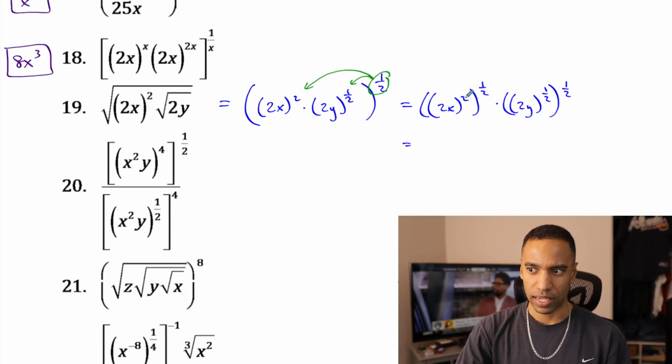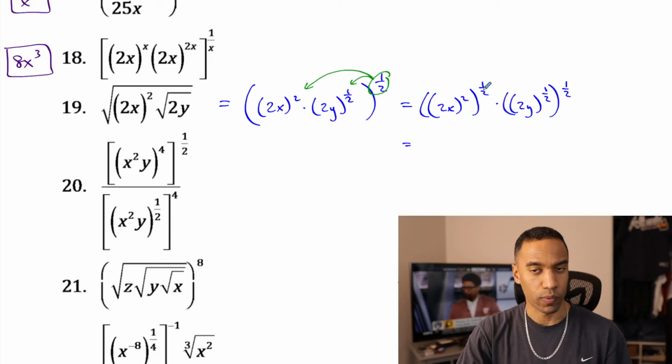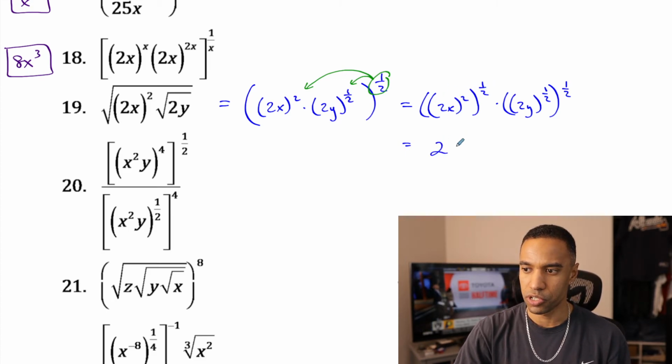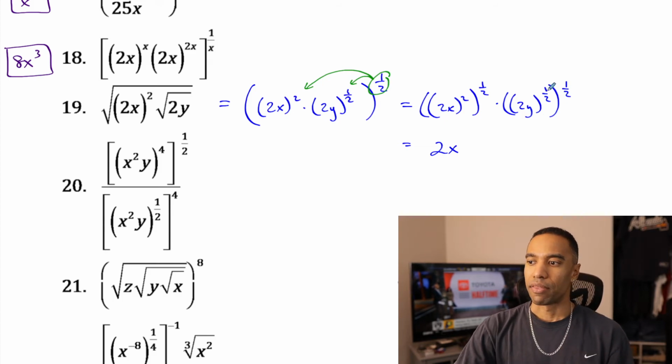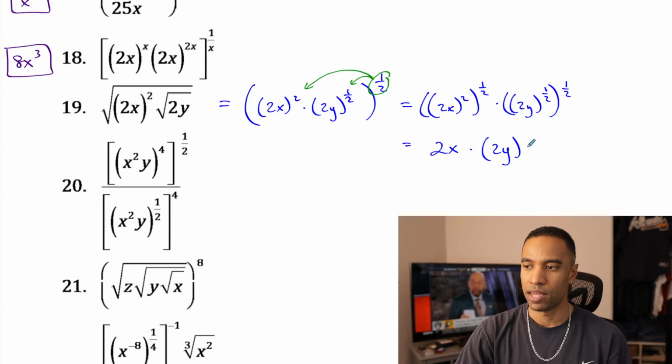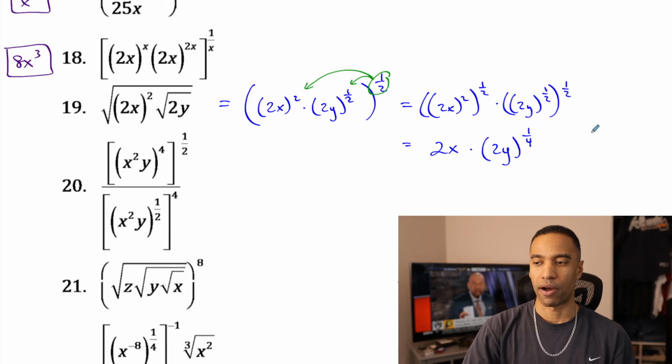Now, why do I do that? So I can multiply these two things, right? 2 times 1/2, and guess what? That's just 1. That means this whole business just turns into 2x. That's good. Now, this 1/2 times 1/2 is 1/4. So this is 2y to the 1/4 power.